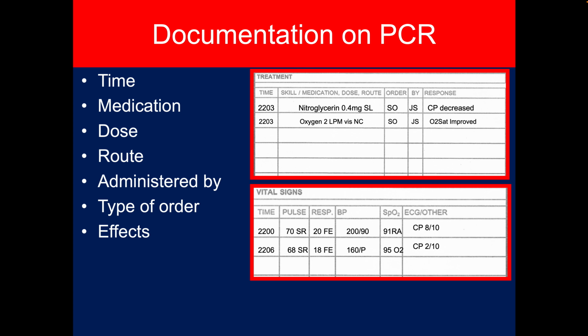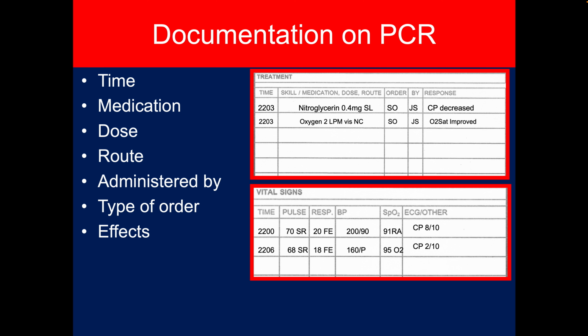When it comes to documentation, I'm sure by now you realize that pretty much all of our documentation is now done electronically through either an iPad or an ebook or Toughbook or laptop or something like that. So I wanted to show you what good documentation might look like on those devices. If you look at this chronologically, we arrived on scene at 2200 hours, in the vital signs category here, and at that time, this person had a pulse of 70, strong and regular, 20 full and effective for breathing. His blood pressure was 200/90. His room air saturation was 91%. His chest pain was 8 out of 10 on the scale.